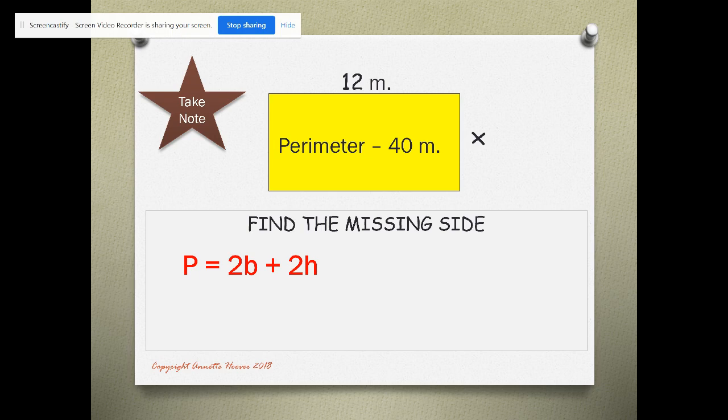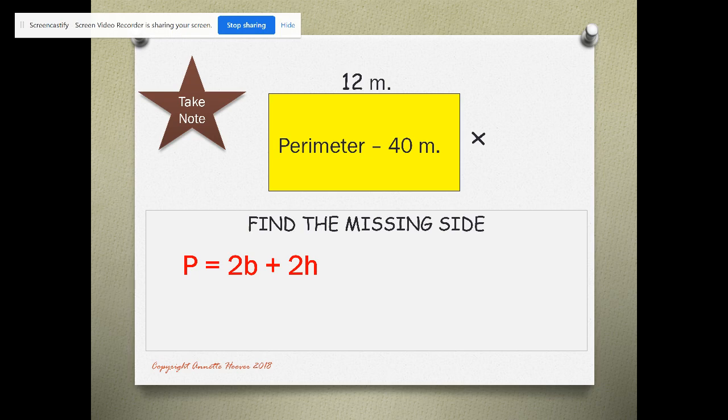So we plugged the numbers that we know into the equation. If we solve this, first we do our multiplication. 2 times 12 is 24, plus 2h. Two-step equation. The 24 jumps the fence first, so it comes over here. When you subtract, you get 16 equals 2h. And of course, 16 divided by 2 would be 8. So the missing side is 8 meters.